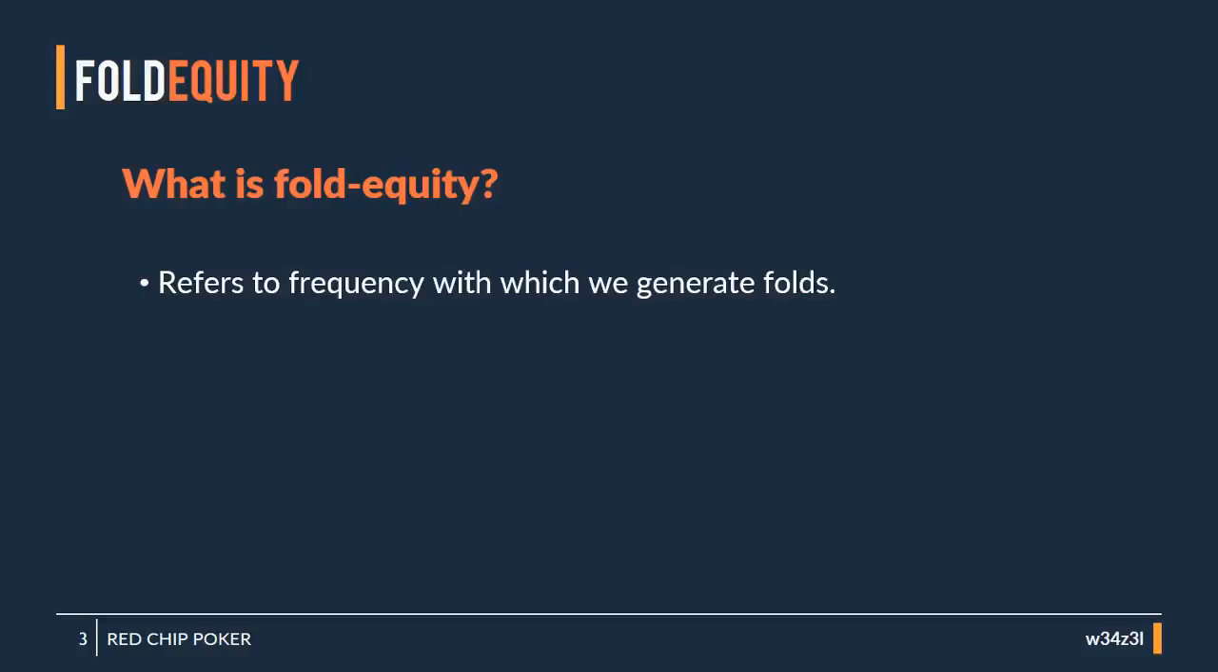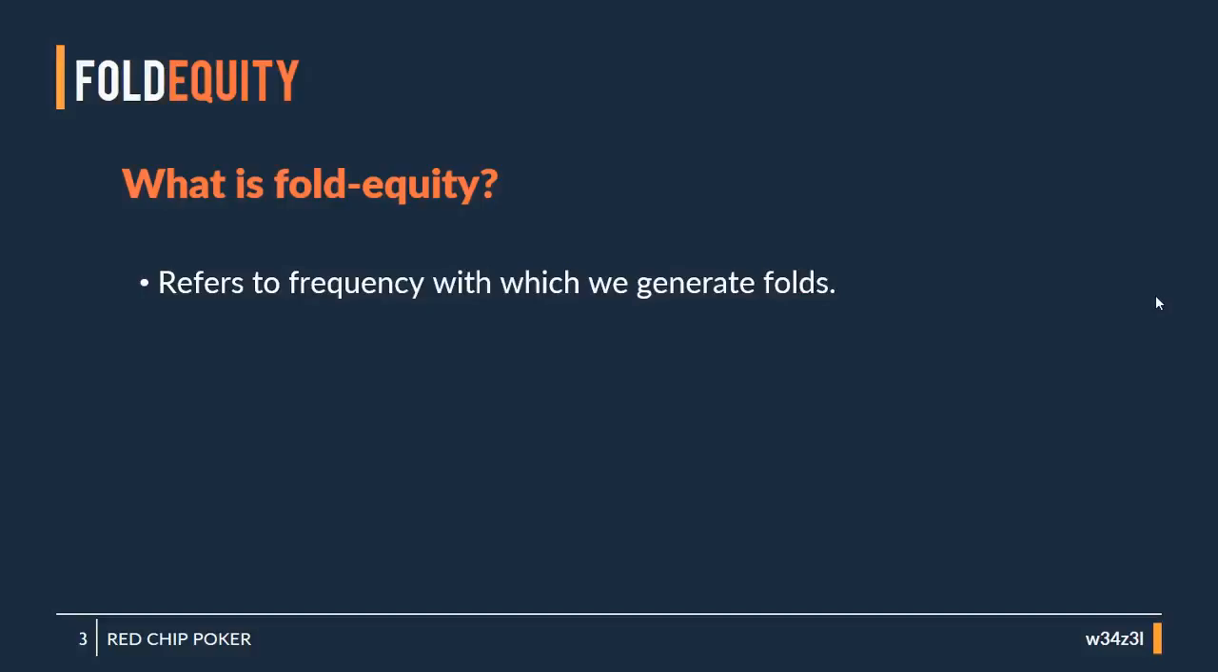We'll also hear the term used in non-specific ways when numbers aren't involved. For example, we might hear a player say, "I don't think I have any fold equity in this situation." So what do they mean? They think that they have 0% fold equity. They think their opponent is never folding in a certain spot.